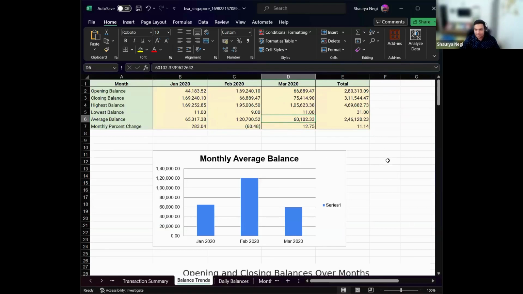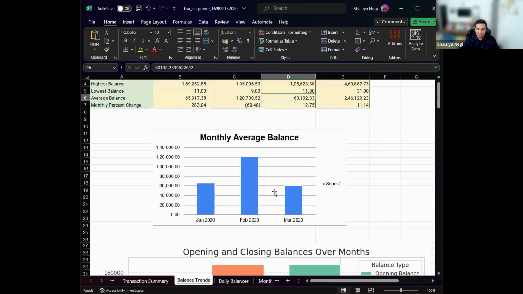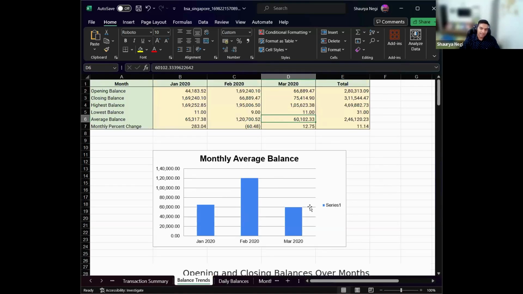But for people again who are more visual in nature, they can have a look at the graphs and make a decision. You can see that this basically validates the hypothesis which I made, that the balance in the month of February is approximately double the balances in January and March.